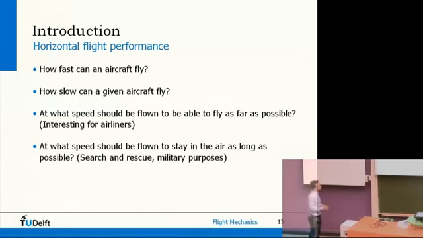And another thing I'm going to look at is at what speed should you fly to stay in the air for as long as you can. Now it's related to the one before that, but it's a little bit different. So sometimes you have these military aircraft in the sky that are just circling around to maybe monitor the airspace. In that case, you're not interested in flying from A to B, you're just interested in staying up there as long as you can with the fuel that you have on board. So that's another thing we're going to look at.